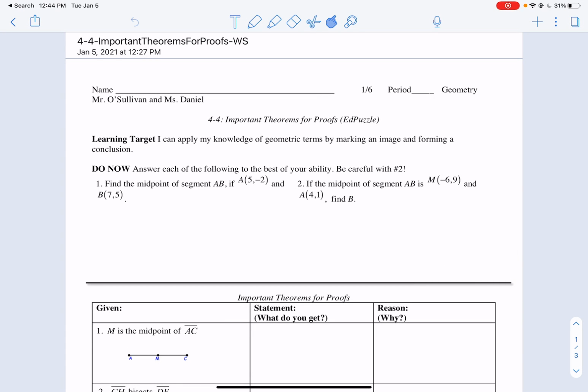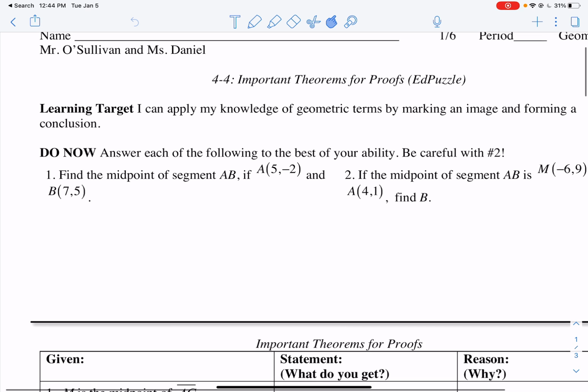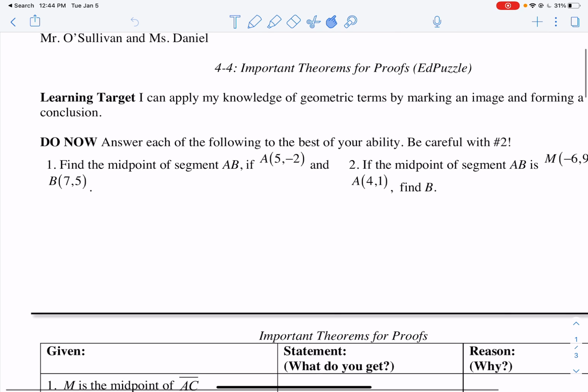Today is an edPuzzle lesson. There is no Delta Math. Please make sure that you answer the questions as you progress through the video. So today's learning target is I can apply my knowledge of geometric terms by marking an image and forming a conclusion. Your do now for this activity is to find the midpoint of these segments.